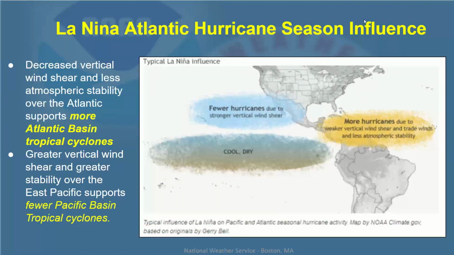But the one thing it does impact is the hurricane season. So over the Atlantic, La Nina tends to favor more hurricanes, more tropical cyclones, due to weaker vertical wind shear and weaker trade winds. So what does that mean?